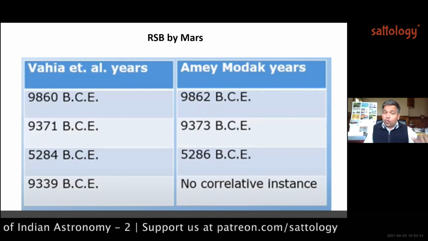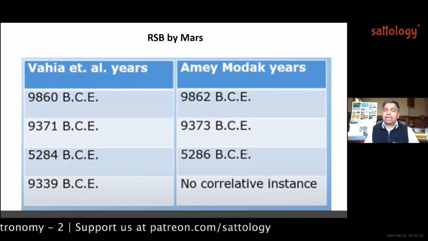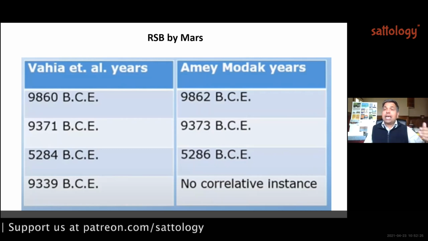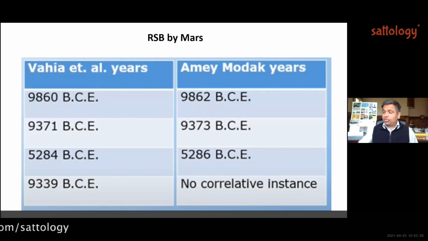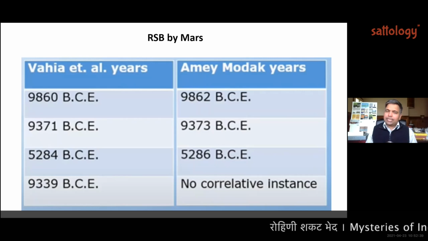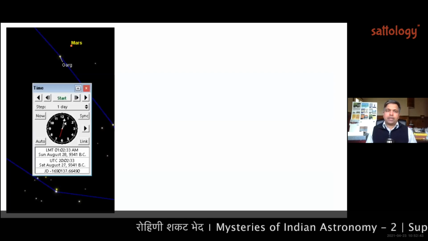The fourth one that Wahiya team claims that the Rohini Shakata Bhed took place, I did not check it. So the credit goes to Ameya Modak. He actually checked it and found that there is no corresponding instance. Using astronomy software, at least, we cannot show Rohini Shakata Bhed by Mars in 9339 BC. And I'm going to show you the pictures of that now.